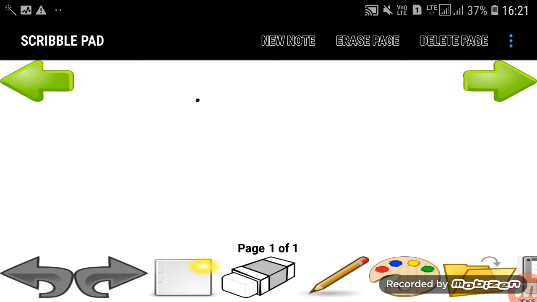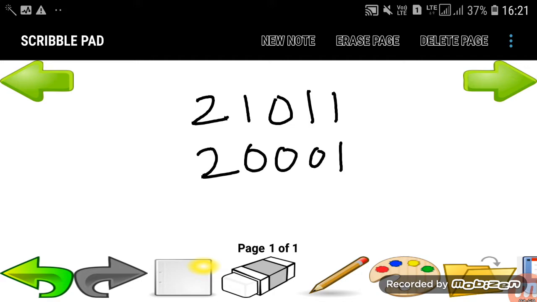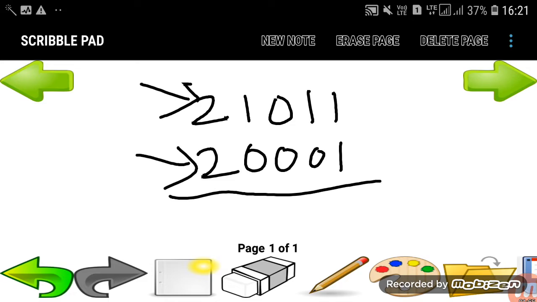Okay, now let's see this with an example. Let's say I'm having two numbers, 21011 and 20001. Now observe that this is always fixed, since the problem statement itself has defined it. Now 2 plus 2 mod 3 will give 1, 1 plus 0 will give 1, 0 plus 0 mod 3 will give 0, 1 plus 0 mod 3 will give again 1, 1 plus 1 mod 3 will give 2. So it will be 11012, the final answer.